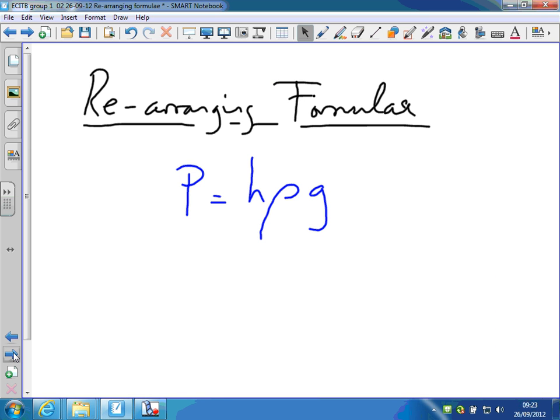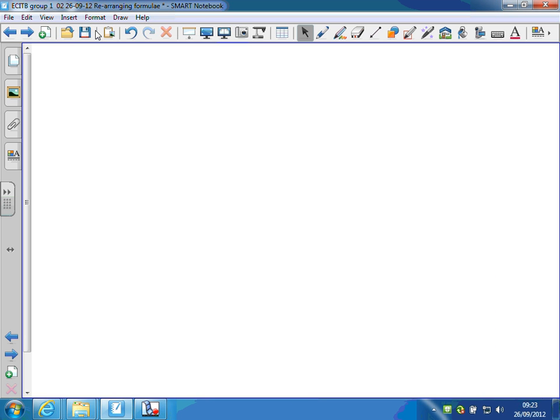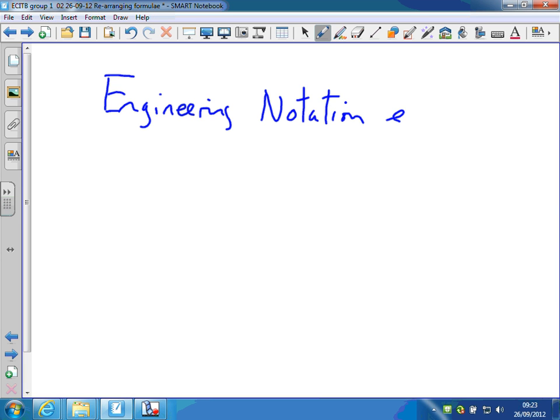So rearranging formulae and engineering notation. Well, let's look at this idea of engineering notation first. Just expand on that. So, a quick note. Engineering notation and standard form.